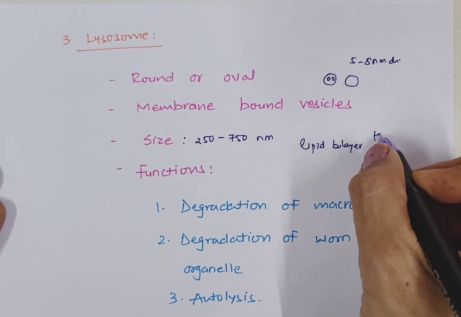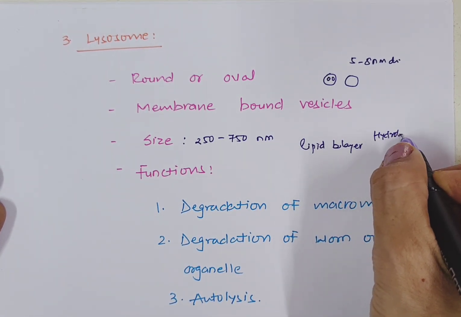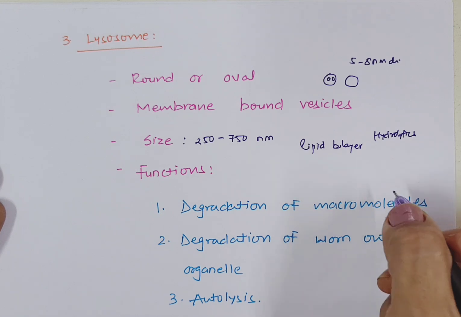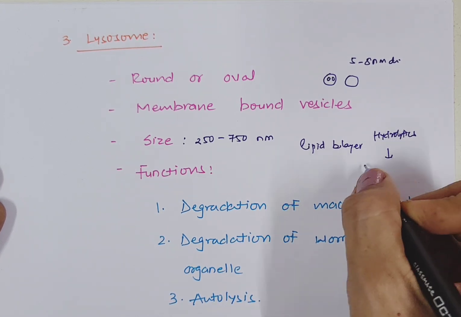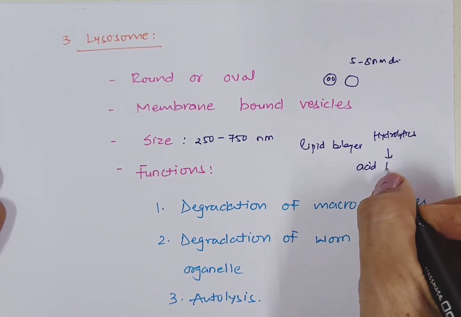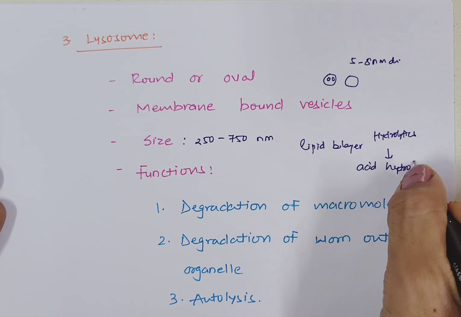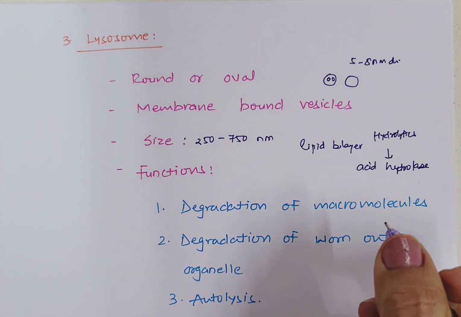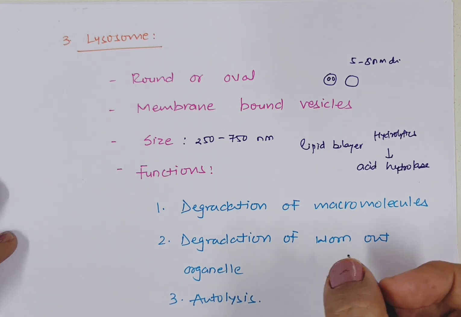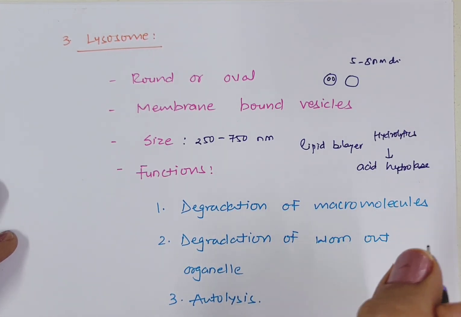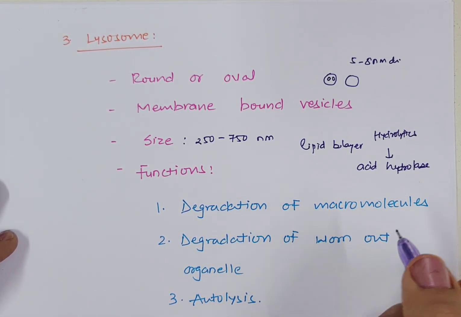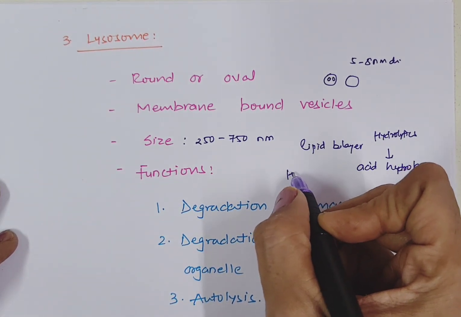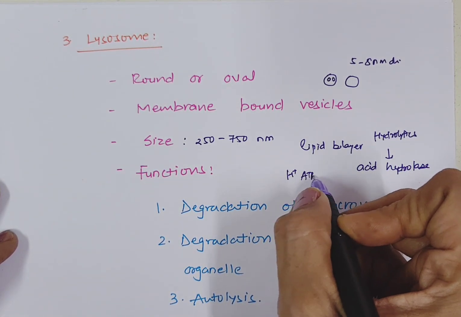These enzymes are hydrolytic enzymes, also known as acid hydrolases. They act in the acidic medium and cause hydrolysis. They act best at acidic pH, and the pH inside is kept acidic by the action of the H plus pump, or H plus ATPase.